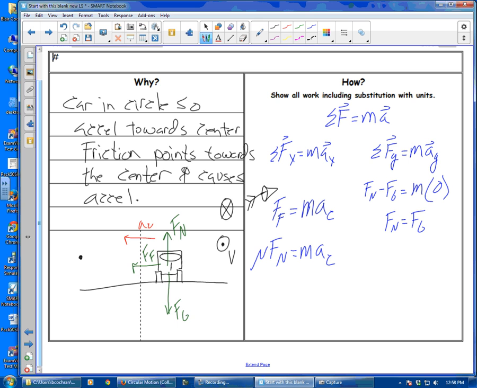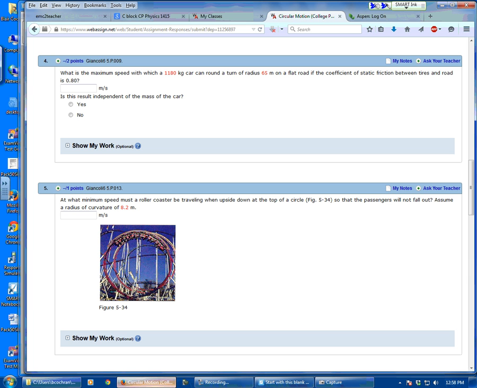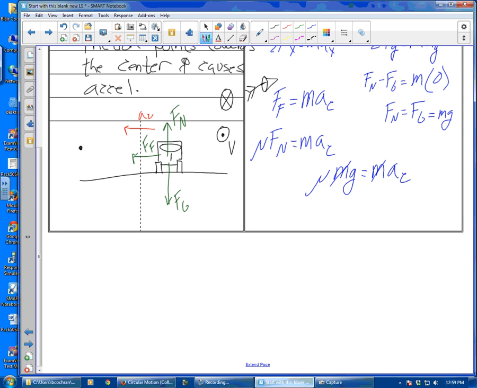Oh, force normal is the weight, right? Oh, mu mg equals mac. You cross out the m. So what's the correct answer to that second part then? Is the result independent of the mass of the car? Yes, because you crossed out the m's. True. Good. And then that's what it means to be independent, right? You don't have to consider the m's in your calculation.